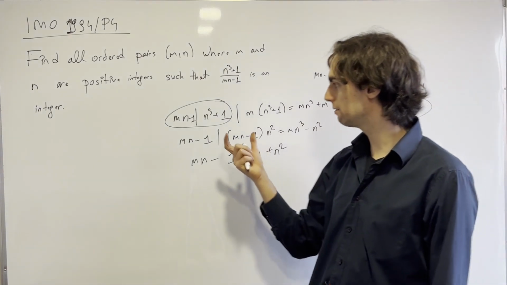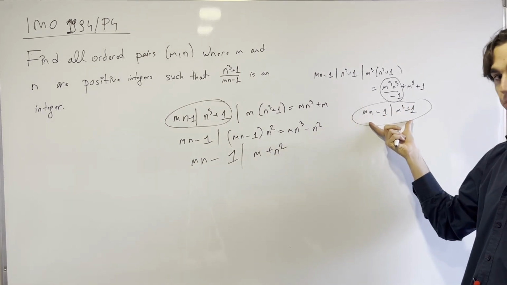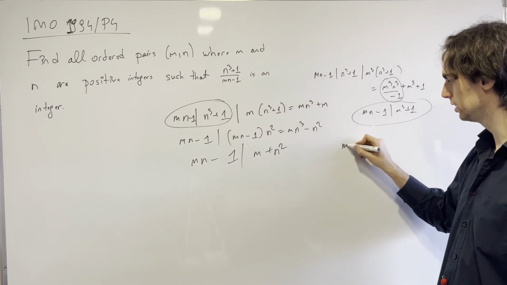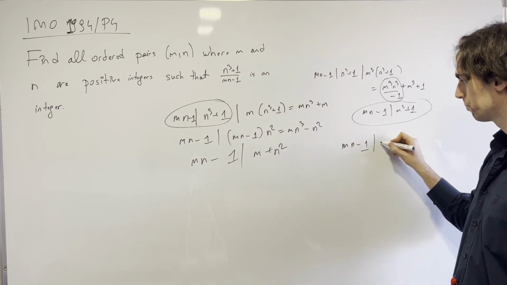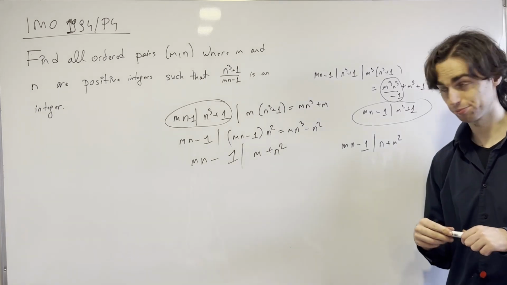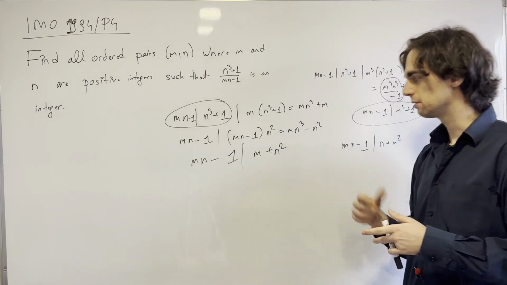And so if I have this, I can analogously get that mn minus 1 divides n plus m squared. And I'm telling you this just to show you different ways of thinking.